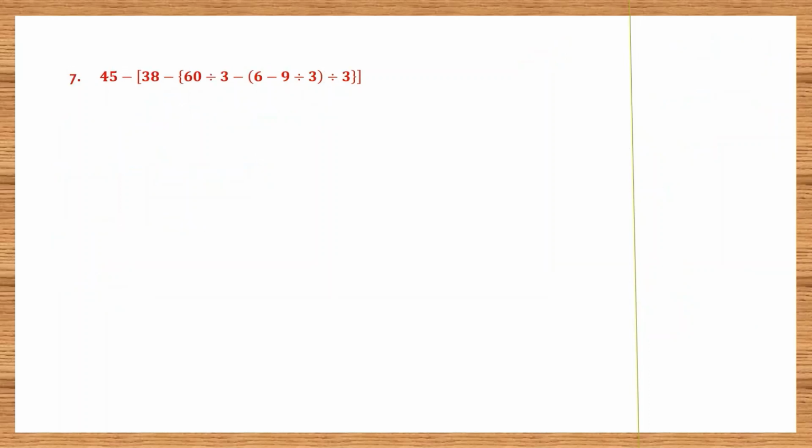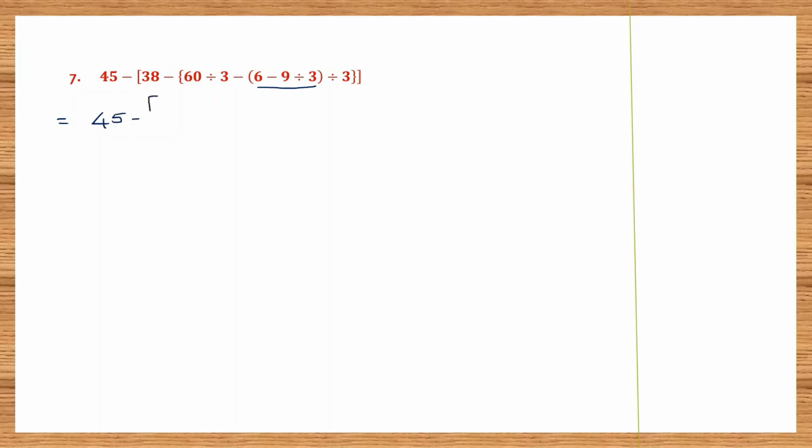Question 7. Let's look out for all the brackets. We have square bracket, curly bracket, parenthesis. That's it. Only 3 brackets. So the parenthesis has to be done first and then the curly bracket and then the square bracket. That means what is inside this has to be simplified before doing anything else. So we'll write all this as it is.